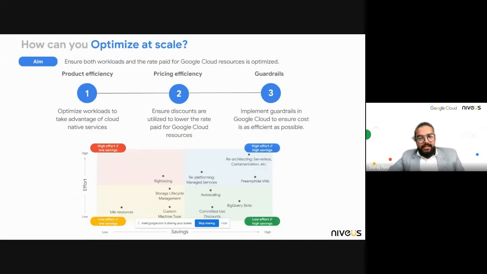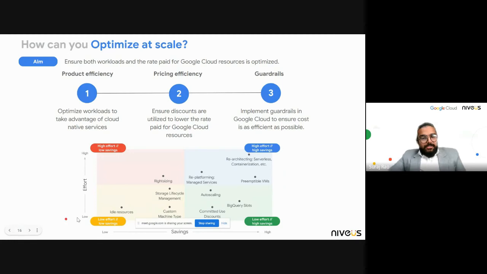accordingly, right? And if you have the existing workload in the cloud, how do you optimize that at scale? How do you reduce the cost, right? So as a FinOps team, as Niveus, we are looking at three pointers. One is production efficiency, where you can take advantage of cloud native services offered by GCP. The second is pricing efficiency: make use of the discounts, make use of the free tiers that you'll be getting within Google Cloud. And the guardrail: it is a very crucial thing to implement guardrails within Google Cloud to ensure that the cost doesn't spike up in the near future, right?